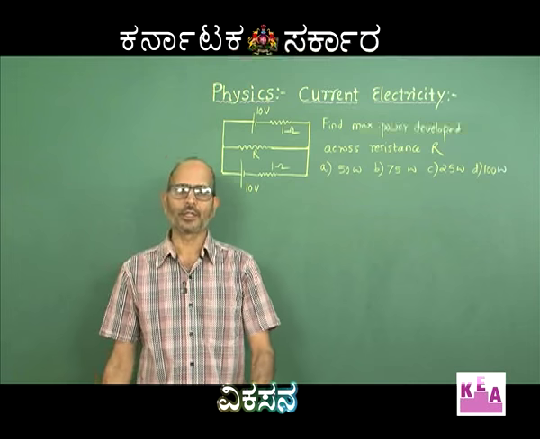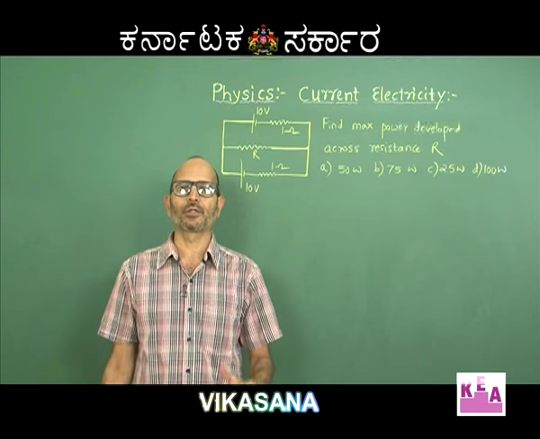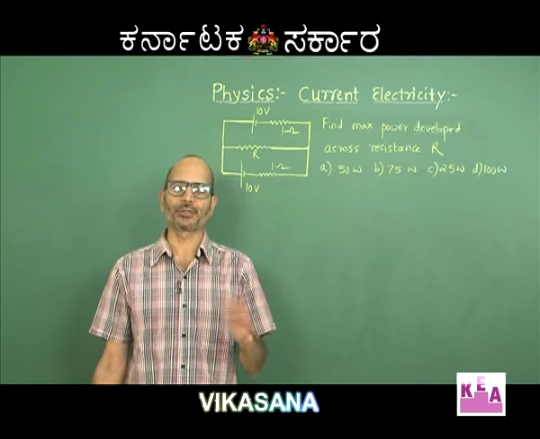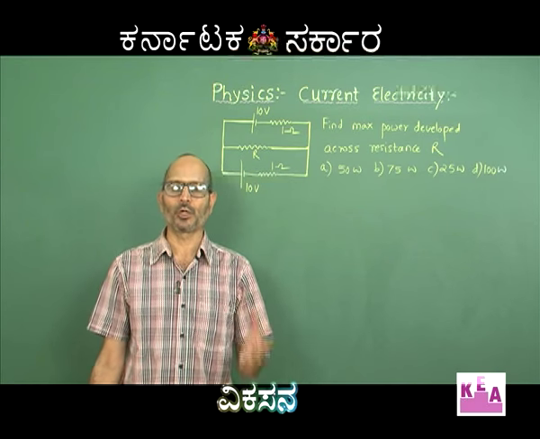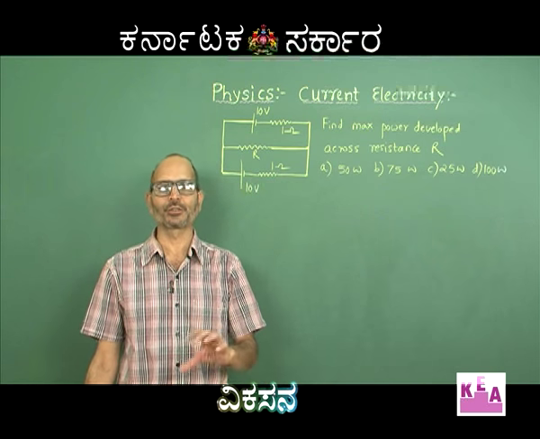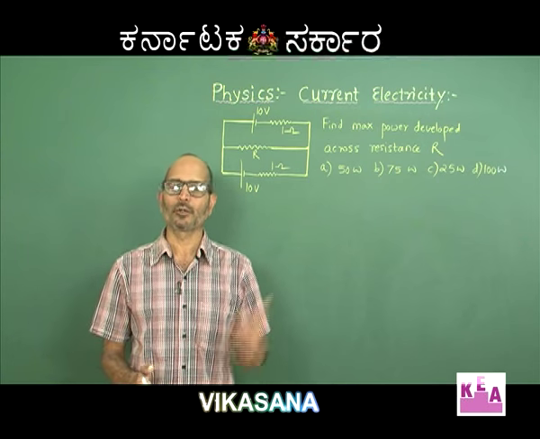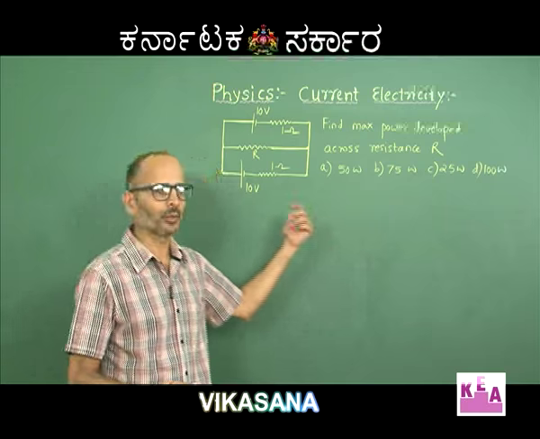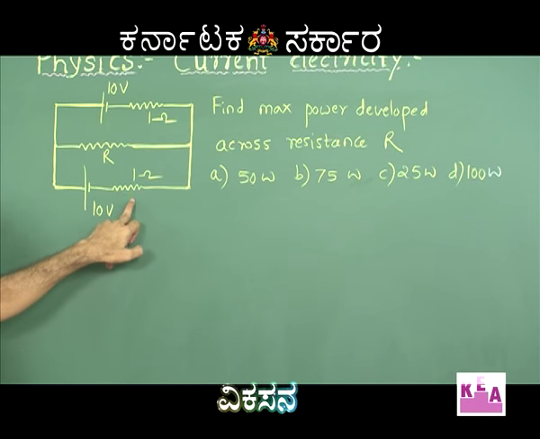We have all heard about this maximum power transfer theorem, wherein you will have remembered that when the external resistance becomes equal to the internal resistance of the battery, the power transferred to the external resistance is going to be maximum. Fine. So, this idea we all have, but this is the beauty of the problem given here. There are two batteries with two internal resistances.